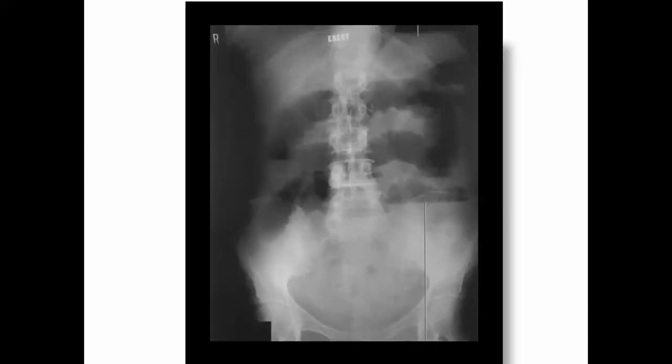Here is a plain film. Of course, so long as there is a fluid level, this is erect, and we have here 1, 2, 3, 4, 5, 6, 7. So there are more than 3. If you have more than 3 fluid levels, or more than 3 loops seen in the film, or more than 3 centimeter diameter, this is intestinal obstruction.